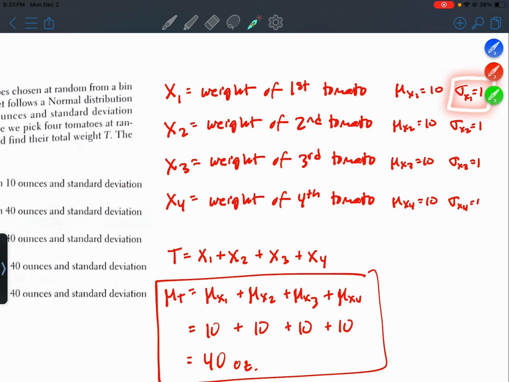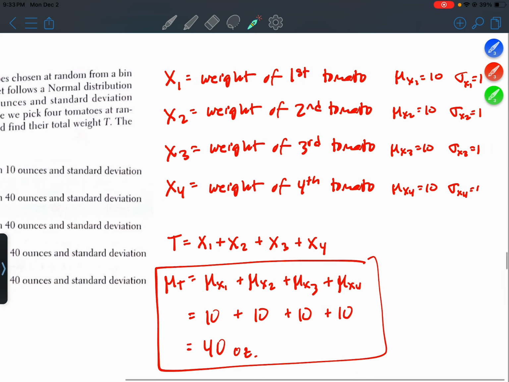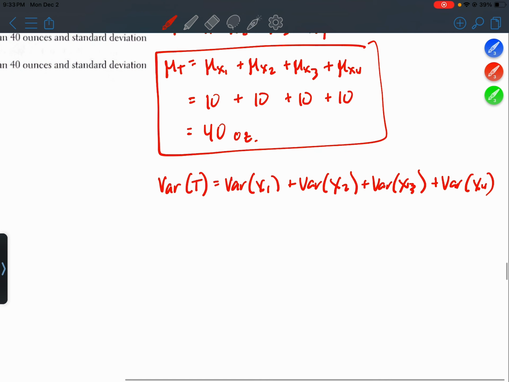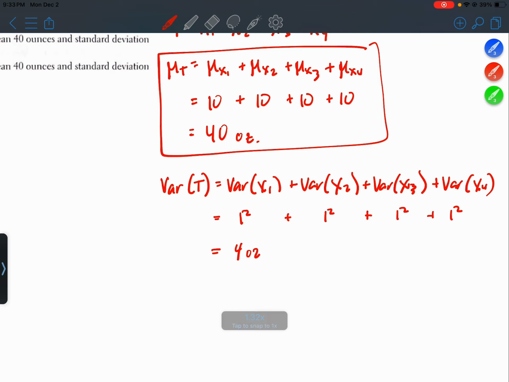Now we don't, well, I mean, we do know, but we weren't directly told the variance of each of those variables, but we know the standard deviation is 1. And to go from standard deviation to variance, you just square. So the variance is 1 squared, which is still 1. So I'll write it as 1 squared plus 1 squared plus 1 squared plus 1 squared, which in the end is just going to be 1 plus 1 plus 1 plus 1, or 4 ounces. That's the variance though.